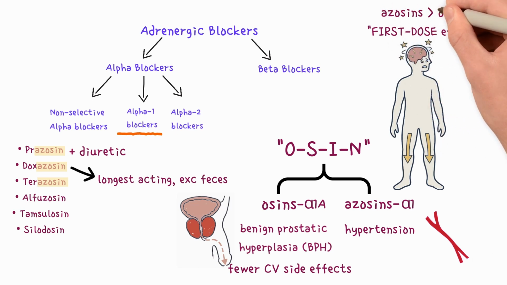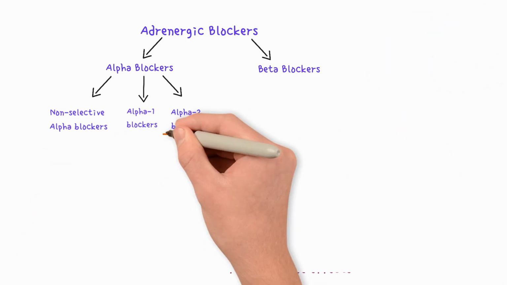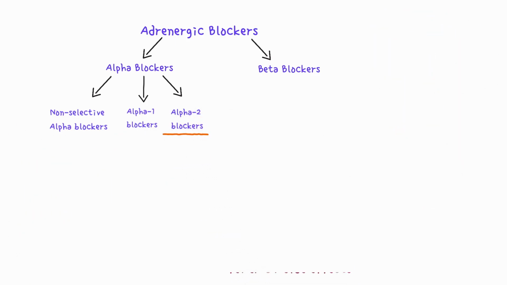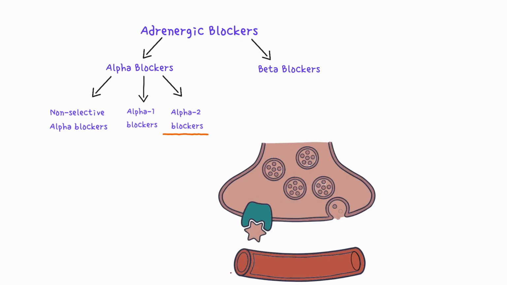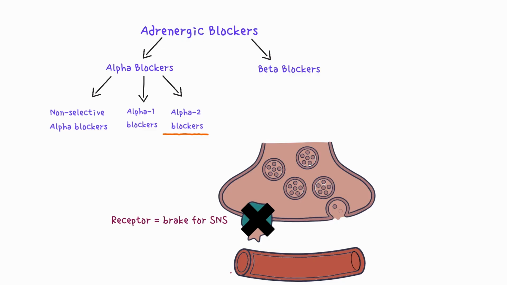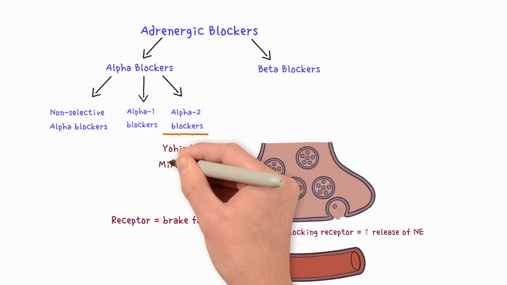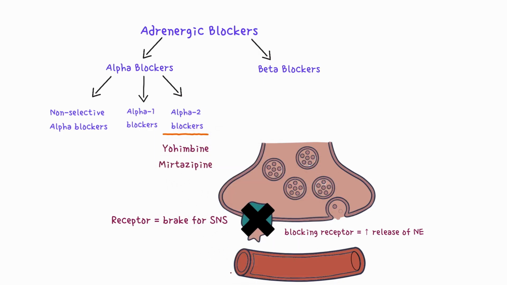This risk is higher with Azosins and lower with tamsulosin because it doesn't block the vascular receptors as strongly. Now, alpha-2 blockers. These receptors act as a brake on the system. Blocking them removes this brake and forces the brain to release more norepinephrine. This actually increases sympathetic activity, which is why they are rarely used in general medicine. Examples include yohimbine, used in research, or mirtazapine, which is an atypical antidepressant that works by increasing neurotransmitter release.